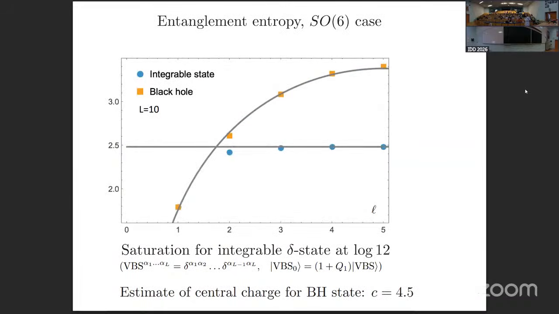Okay. Here are some results for the SO6 case. Here the length of the chain is only 10. It's of course more complicated to calculate the entanglement entropy here because there are many more contractions.